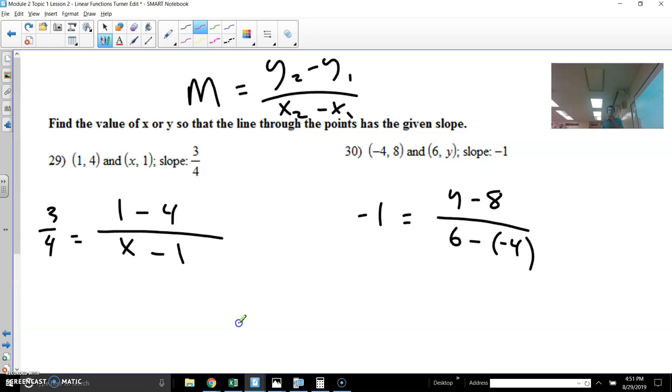So a little bit harder is finding the value that would make a certain slope. So for example, I get 2 points.